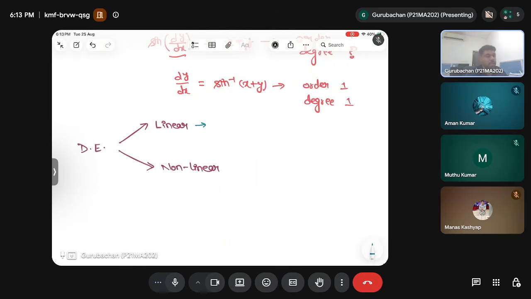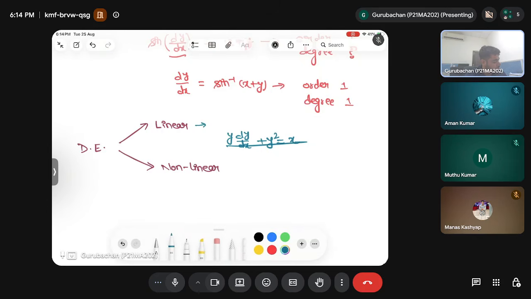See, that is true that your dependent variable and independent variable should be in first degree only. But there is one more thing. There should not be a product of dependent variables, or of a dependent variable with a derivative. For example, if there is some term y dy by dx, is this a linear differential equation? No. So this is first degree, but it's not linear.